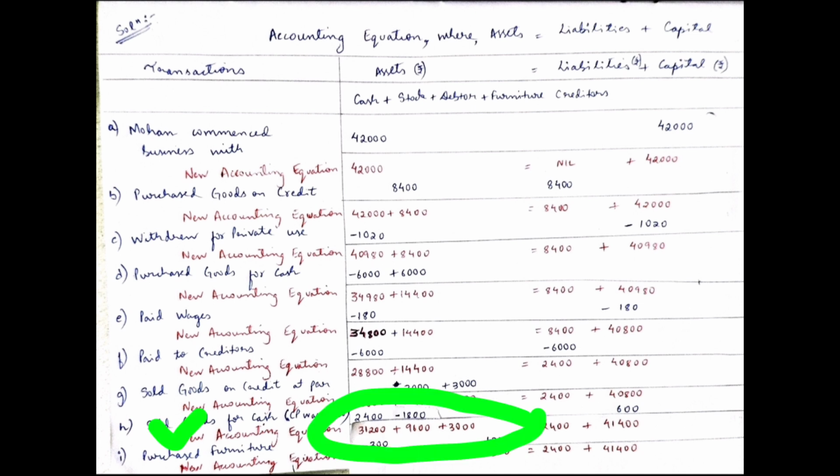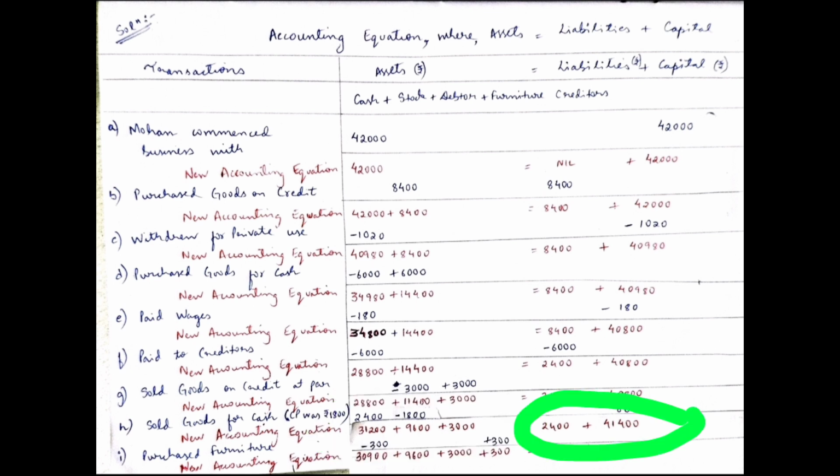Under assets we have cash 31,200, stock, under the cash column we have, yes, 31,200, under the stock plus 9,600, and debtor 3,000, okay, is equal to liabilities we have 2,400 and capital 41,400.